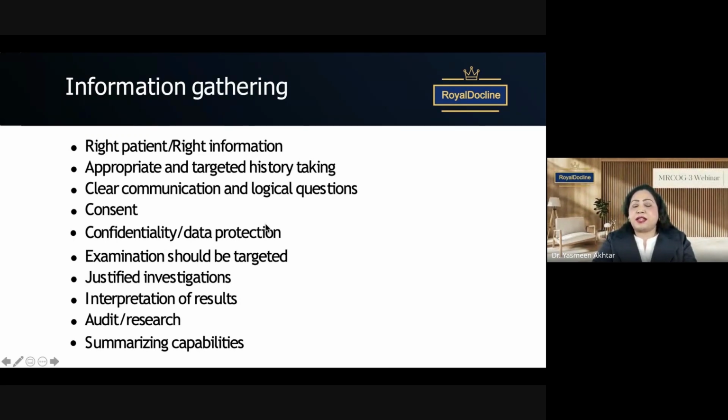these things. Clear communication, logical questions, consent of the patient. Even if you want to take the history, ask, "May I start asking a few questions from you?" This is the consent. If you want to ask something very personal to her, you have to take her consent. "If you don't mind, can I have this information from you? This is very important from your management point of view. May I take this history?"